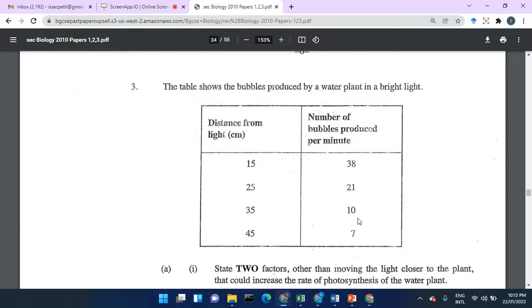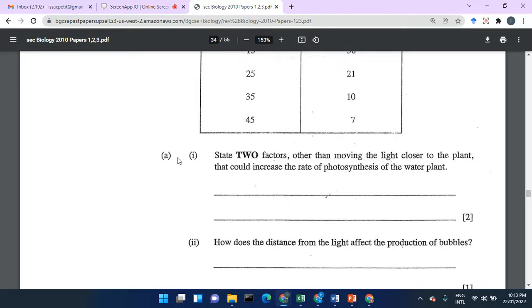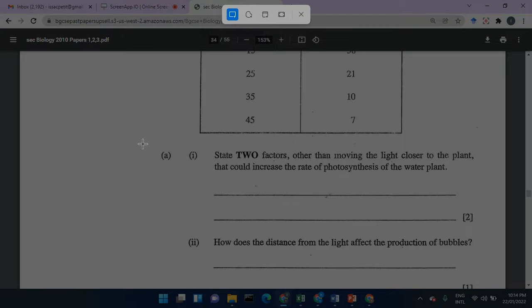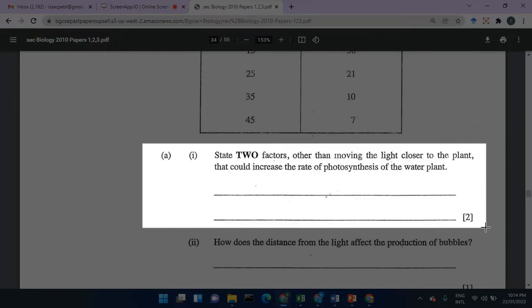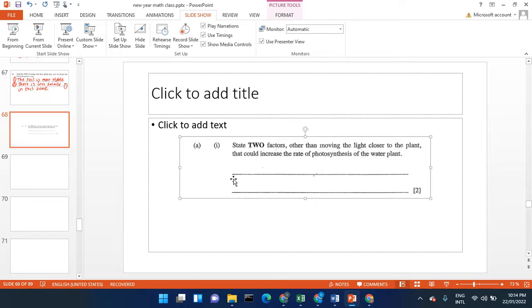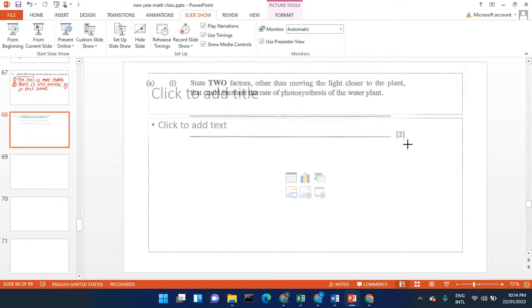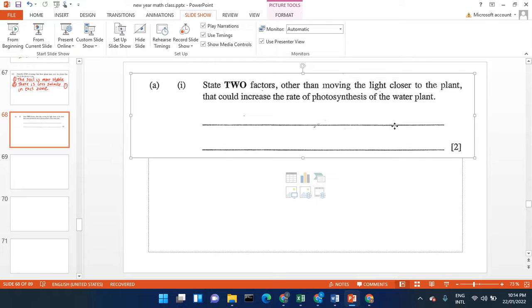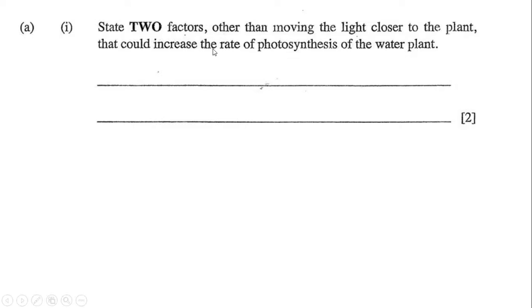And so question 3A(i) states the following. It says, state two factors other than moving the light closer to the plant that would increase the rate of photosynthesis of the water plant. So state two factors other than moving the light closer to the plant that would increase the rate of photosynthesis of the plant. Okay, so let's dive in. Let's extend this out and answer this question.